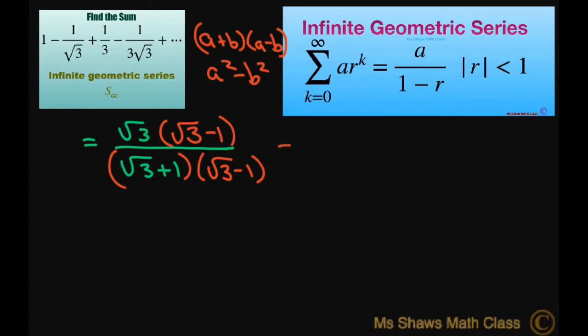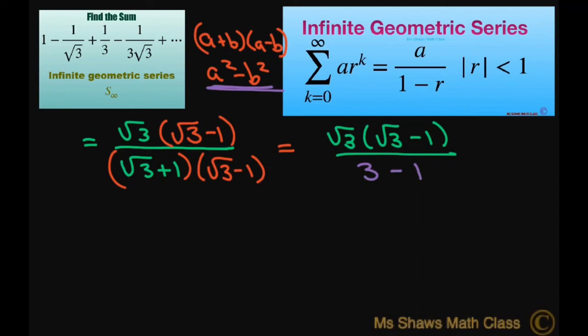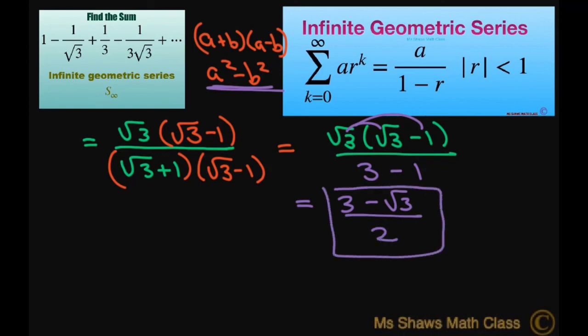So this is going to give you square root of 3 times square root of 3 minus 1. And the denominator here is a squared minus b squared. So that's just going to be 3 minus 1. So when you distribute this, you get 3 minus square root of 3, all divided by 2. And that is your final answer.